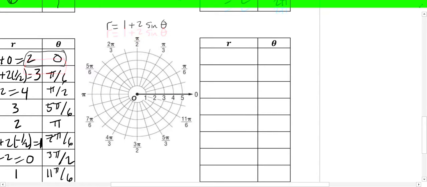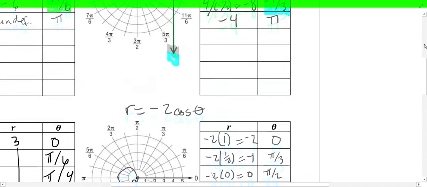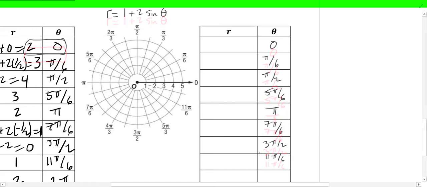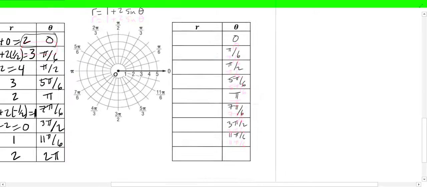And here we go. So convenient values, the same ones. 0, pi over 6, pi over 2, 5 pi over 6. Pi. 7 pi over 6, 3 pi over 2, and 11 pi over 6. And last but not least, 2 pi.